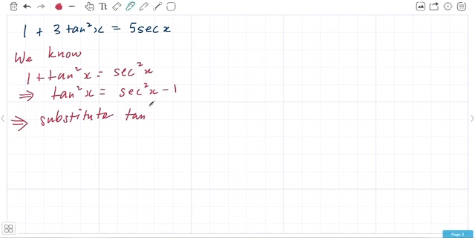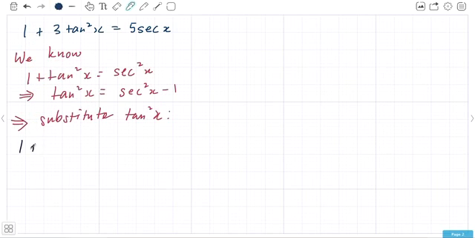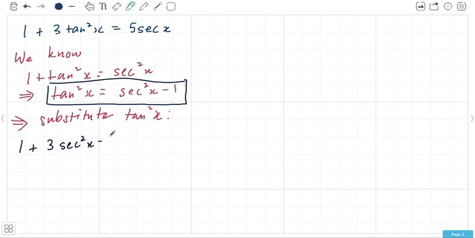And doing that, I'll go back to my blue. We've now got 1 plus 3. Now in place of tan squared x, I'm going to put this expression here. So that's going to go in here. So we've got sec squared x minus 1 equals 5 sec x. And next line we've got 1. I'm just going to expand this out so we can see what we're dealing with.